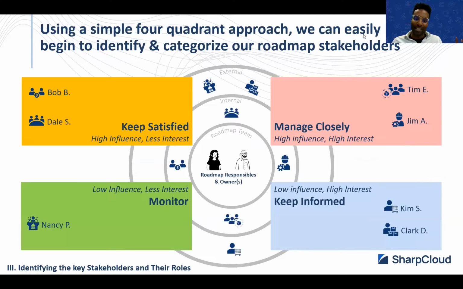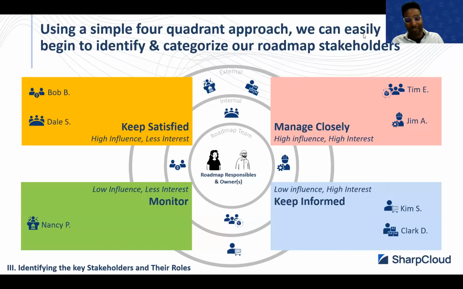So, right, again, using a simple 4-quadrant approach, right, we can start to identify and categorize our roadmap stakeholders. And again, we see here at the center of this graphic, we have our roadmap team. So we have our responsibles and our owners. And we want to start to look at the stakeholder groups that surround them to understand, okay, what category might they fall in? So for example, right, we want to maybe keep satisfied our high influence and less interested stakeholders. So that might be a shareholder, for example, or maybe it's a specific executive, right, whose team isn't responsible for this roadmap portion, right, or they might just support a team that's responsible for delivering on the roadmap.